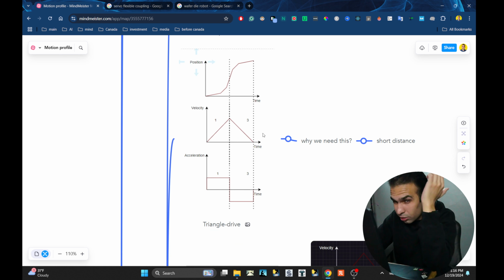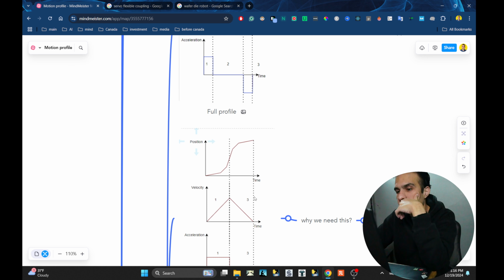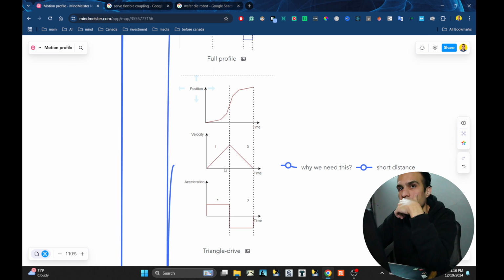Most motion profiles, except maybe the sinusoidal one, have multiple phases. For the sinusoidal one, there are different kinds. I would say all the motion profiles could have a triangle drive. What is a triangle drive? It means that there won't be a constant velocity. If you see this one, it has a constant velocity in the middle, right? But if you see this one, there is no constant velocity in the middle. They call this one triangle drive.